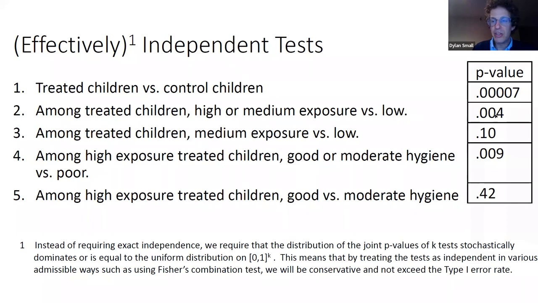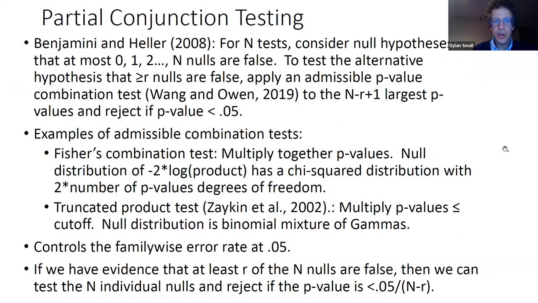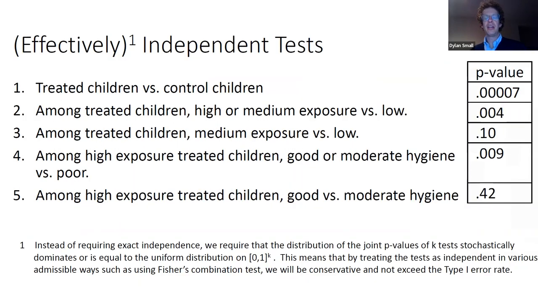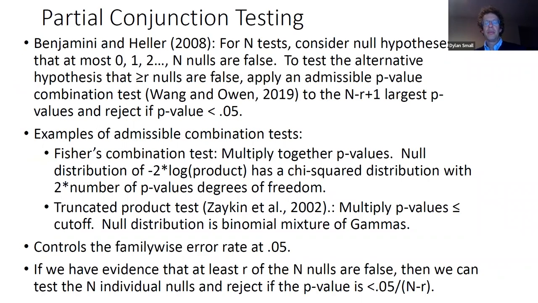So here are the p-values of these tests. We see that three of them are significant. Now what we're going to do is use partial conjunction testing to say what fraction of them are false nulls. So now we have these independent tests, and what fraction of them have false nulls?